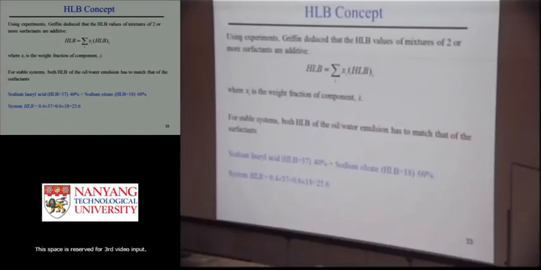A similar concept applies to the liquid, meaning the water and oil mixture. If you know the weight fraction of your water and the HLB value of the water, and you have the HLB value of the oil and the weight fraction of your oil, you can calculate the effective HLB value of your liquid. Then this HLB value of the liquid has to be equal to the HLB value of the surfactant. Then your microemulsion will be stable. Otherwise, your microemulsion will not be stable.